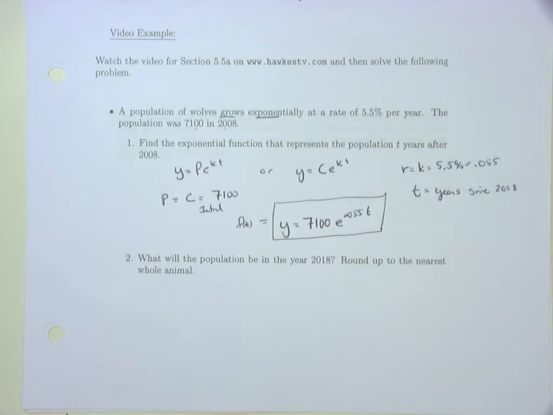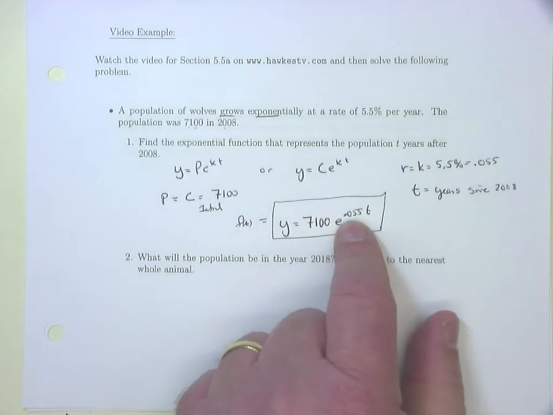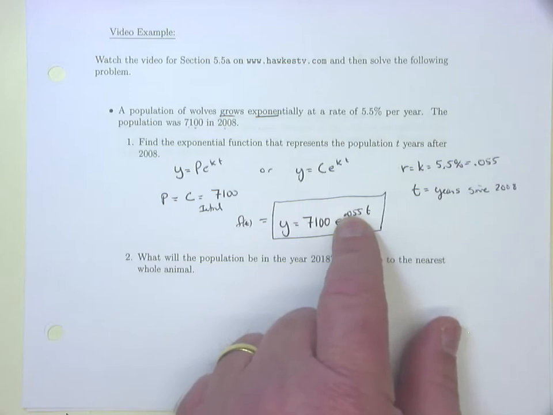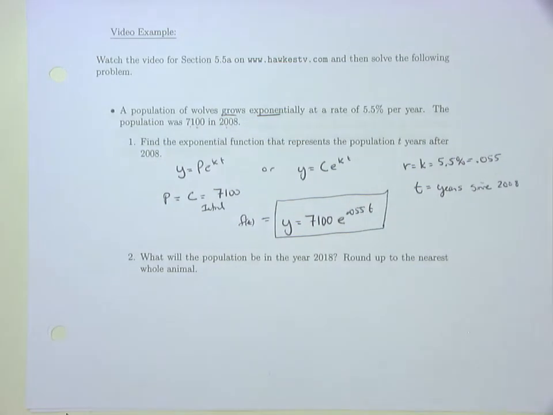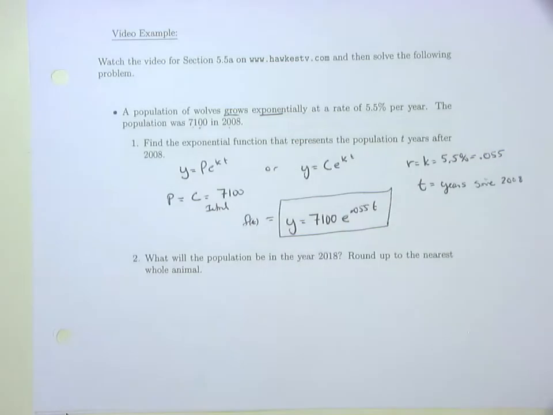So based upon that, what if they use the word, instead of exponentially grows, they exponentially decay? What would the difference be? You would make that percentage, that 5.5%, that 0.055, negative. Other than that, it would be the same way. But making it negative would mean the population is decreasing. Because the population is increasing, your rate is going to be positive.